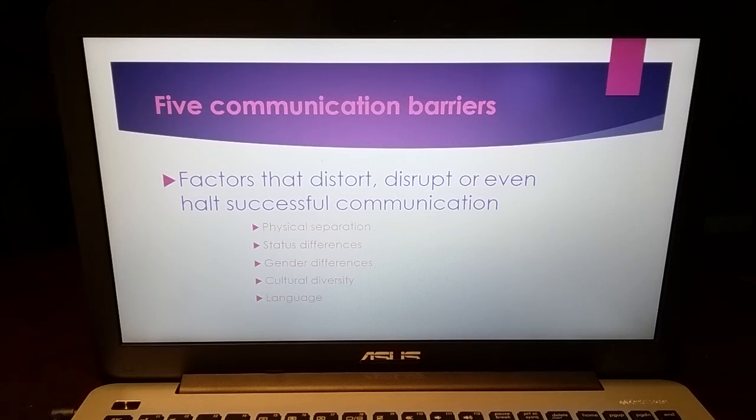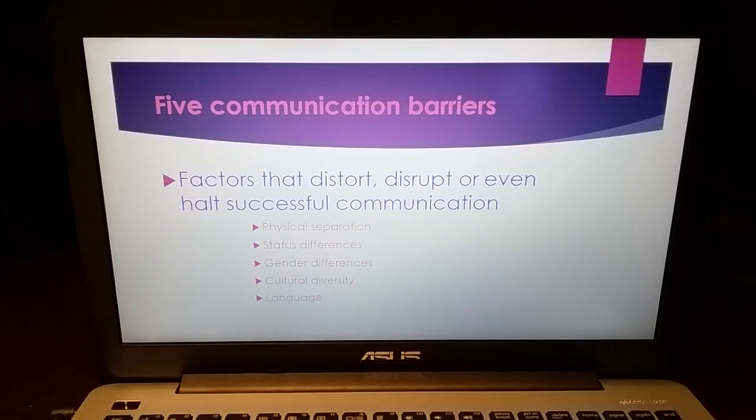Status differences: sometimes people will feel status differences within the organization. So people might feel uncomfortable talking to someone who's higher up in the organization. Gender differences, there's no doubt about the fact that men and women communicate differently. There's a tremendous amount of research written about that, and how men and women communicate in the workplace and out of the workplace, and how men and women perceive things, which I know might sound like men and women are not equal. I'm not saying that men and women are not equal. I'm just saying that men and women communicate in different ways. So it's important to be aware of that.